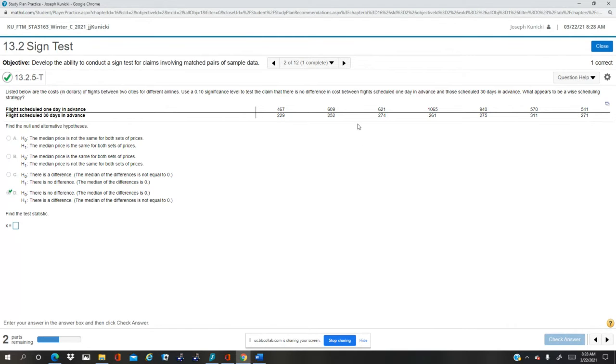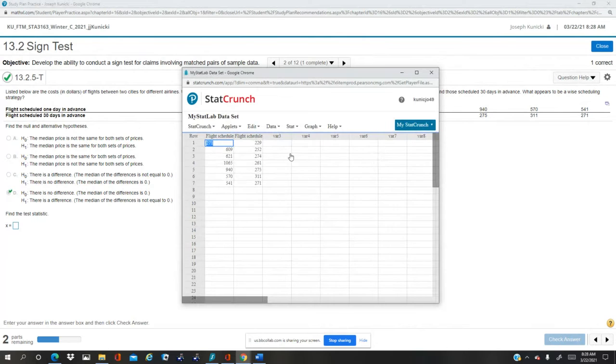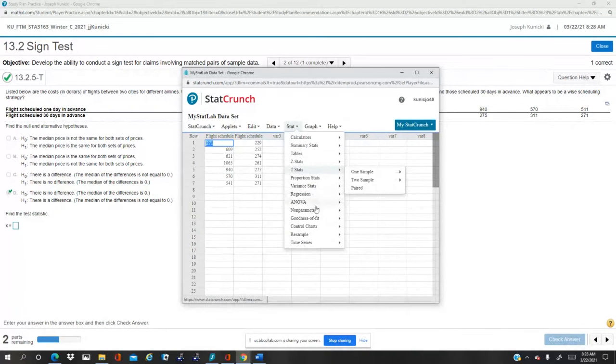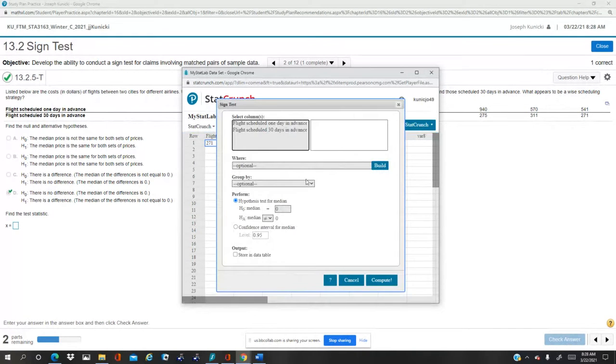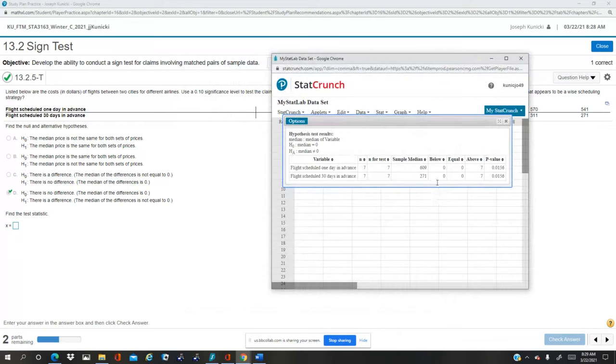So we could do that using StatCrunch. Put the data into StatCrunch. Non-parametric sign test. So the 2 columns are the first column and the second column. The hypothesis is set up for us, and we compute. So notice that below, equal, above, they're all positive. There's none that are equal, and there's none that are negative.